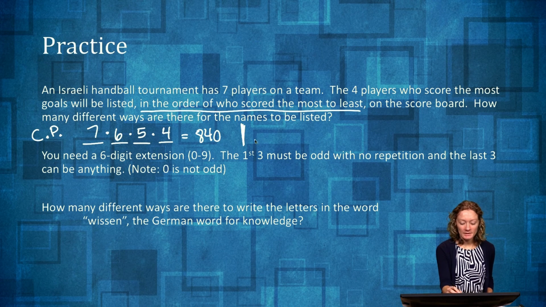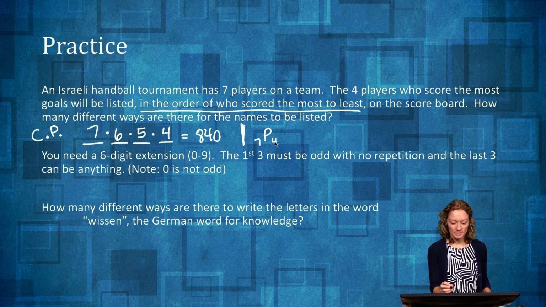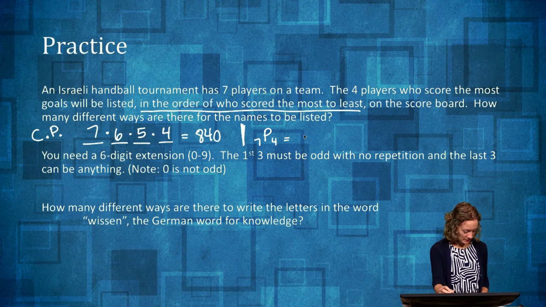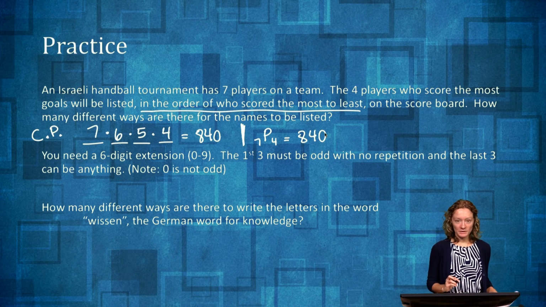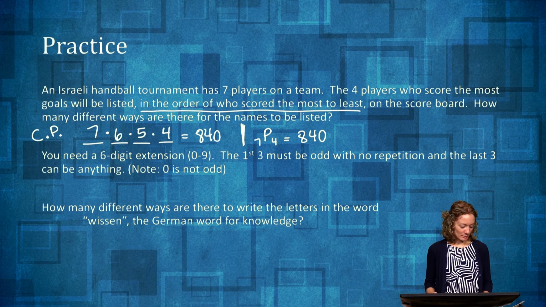Alternatively, you could use the formula and say there are 7 players, and I care about the order of 4 of them. So 7P4, type it in the calculator, and you would get 840. Same answer either way. Again, you only need to do it one way. Pick one, you can stick with it, or you can go with whatever feels right per problem.